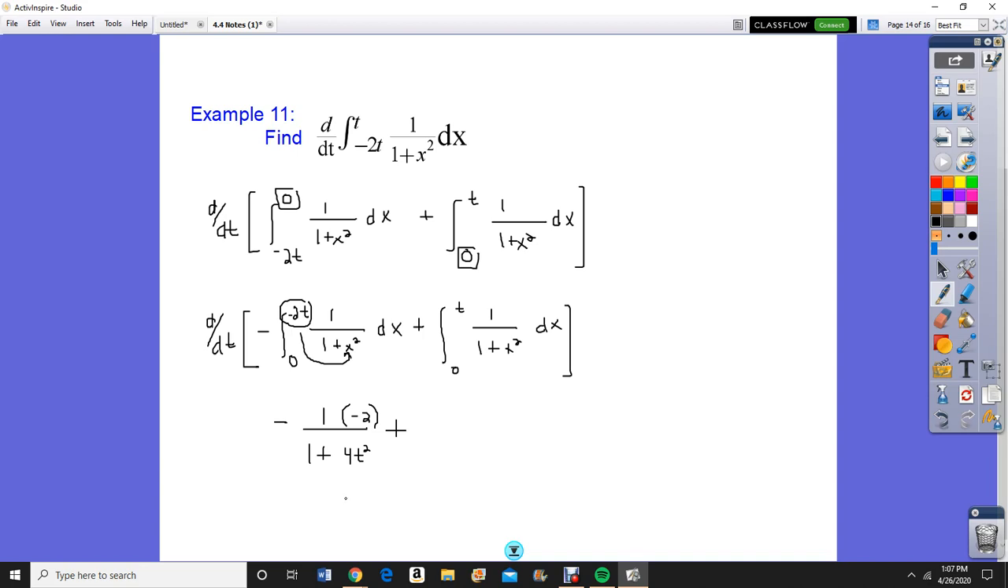So let's recap really quickly. The constant was on the bottom. I have to take the negative 2t and plug it in for that value of x. So that was copied down, the 1 was copied down, and the denominator was rewritten with this 4t squared. And then you are to multiply by the derivative of that upper bound, which is negative 2.